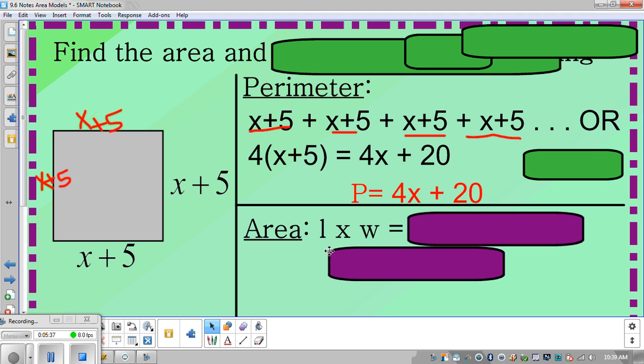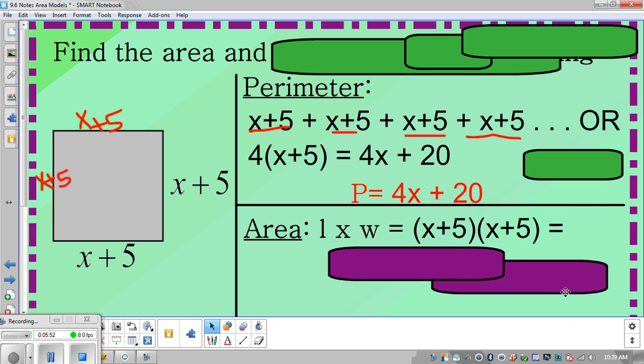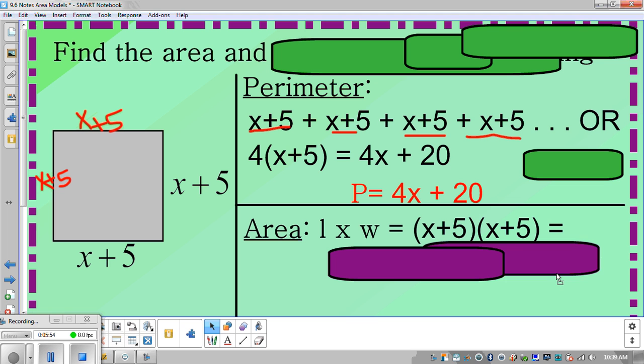Now area, if you remember, we just talked about the formula for area of a square or a rectangle is length times width. Well, in this example, the length and the width are the same thing. So we are going to multiply x plus 5 times x plus 5. So take a moment and multiply that out and see what you come up with.